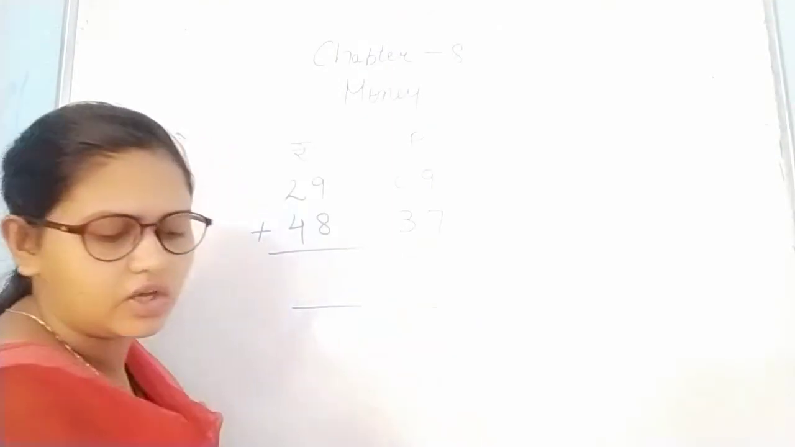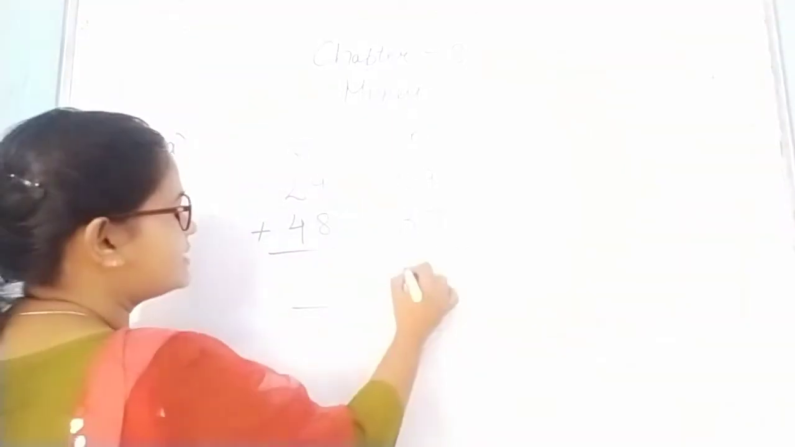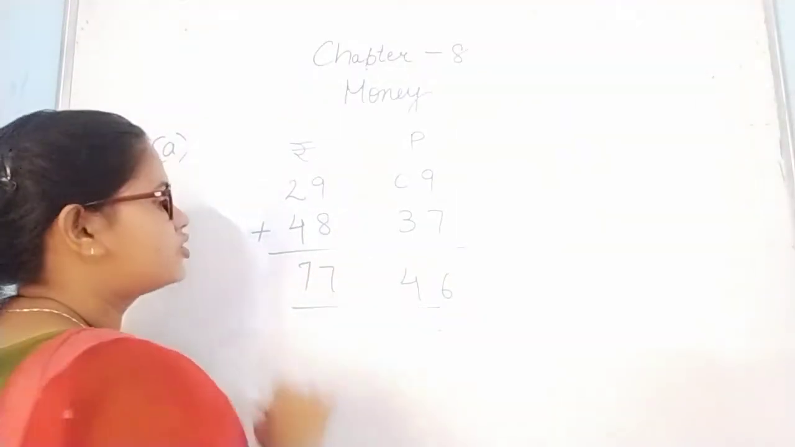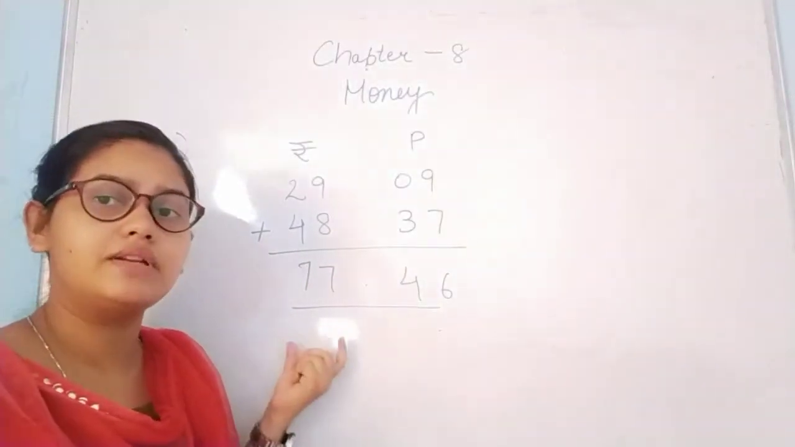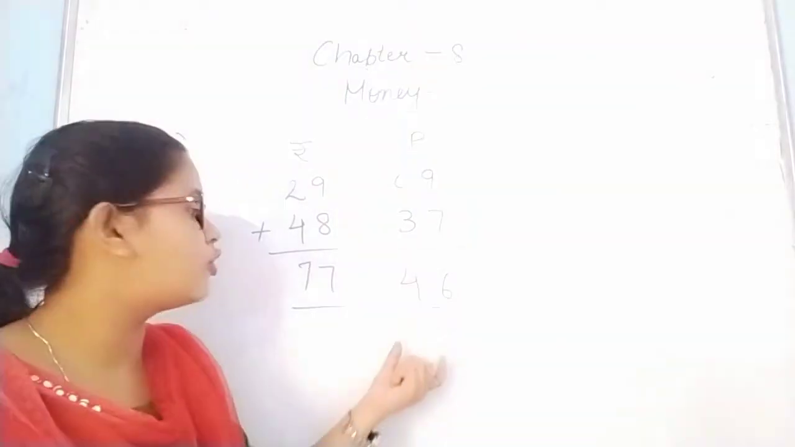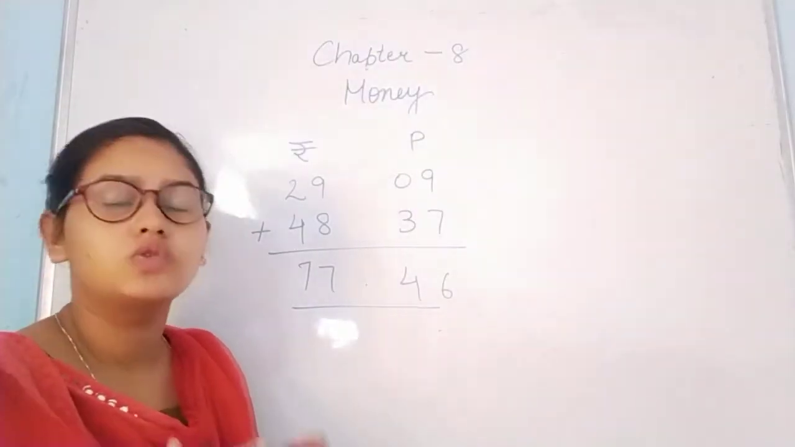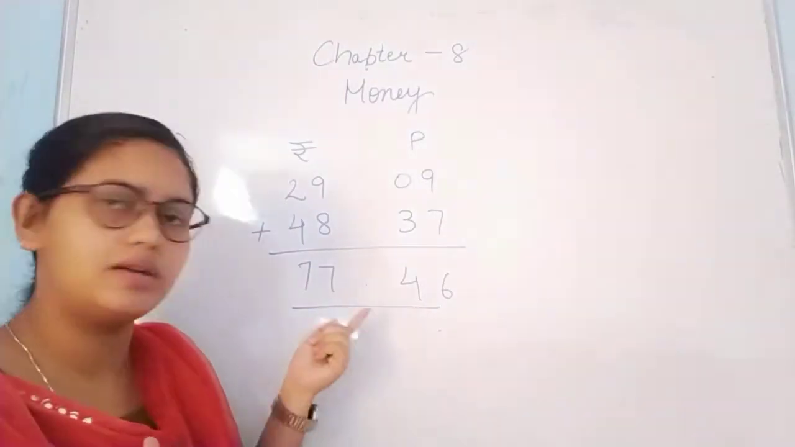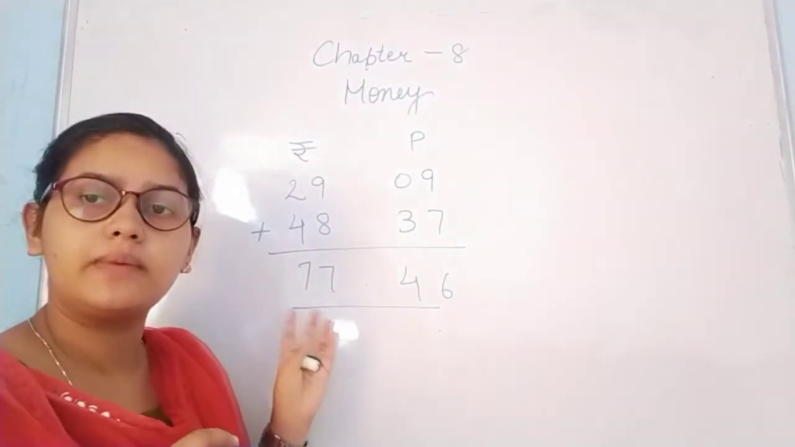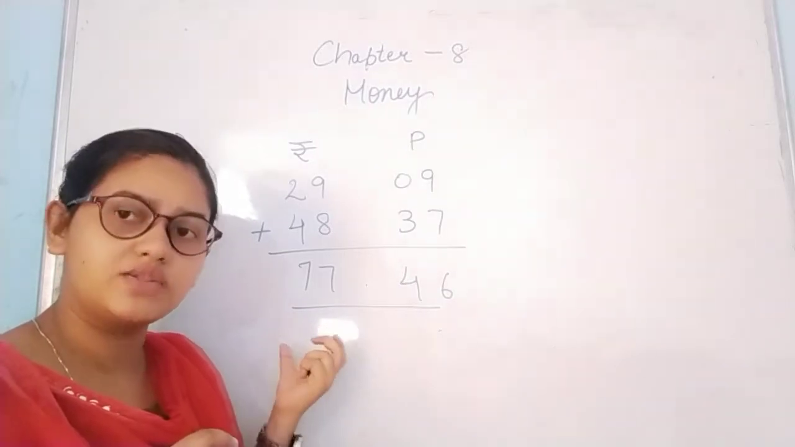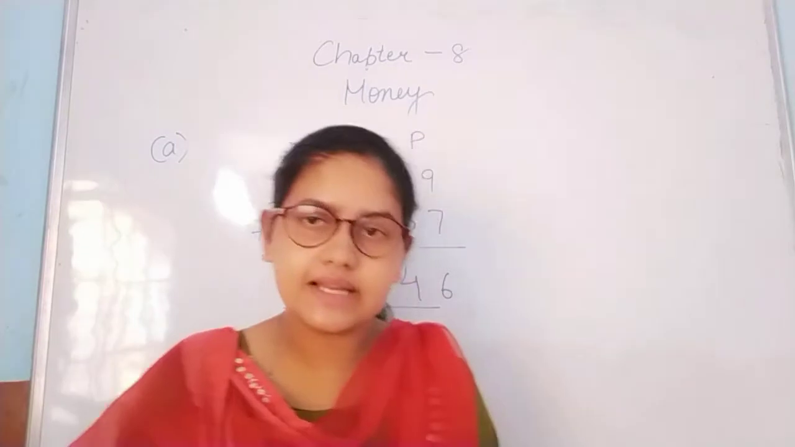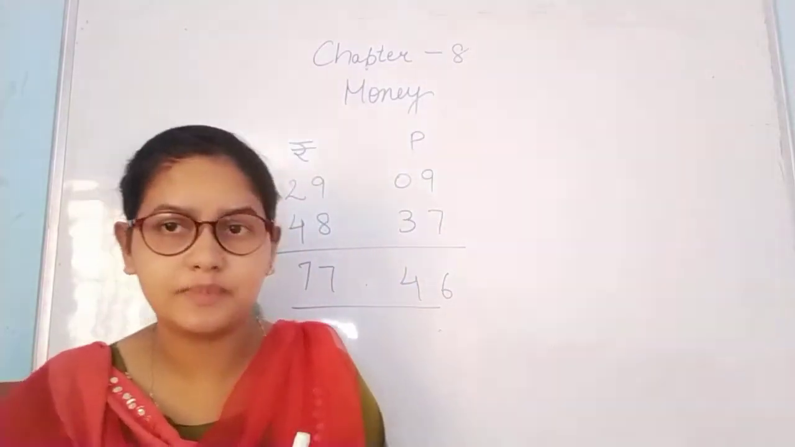So very clearly you can see the answer is 7746. We have to put a point here. So the answer is 77 rupees 46 paise, right? We have to give the answers like this. We have to take a decimal between them to differentiate which one is rupees and which one is paise. So the second answer is 77.46.